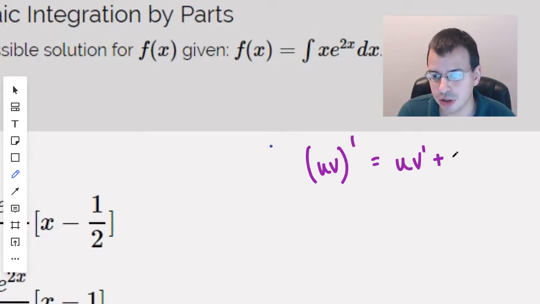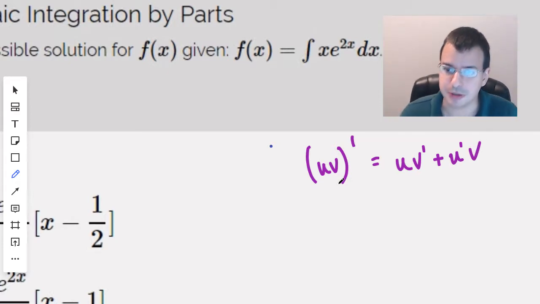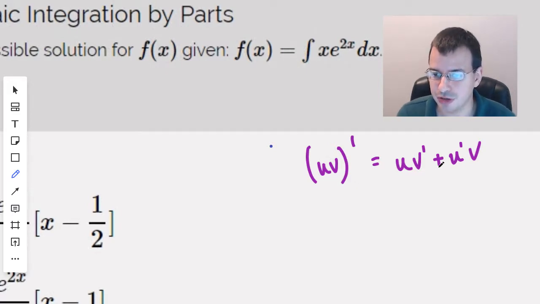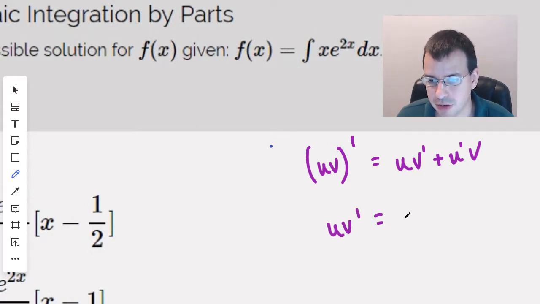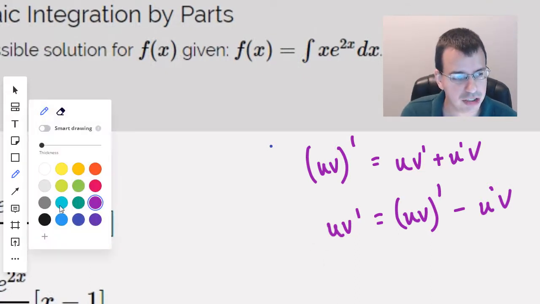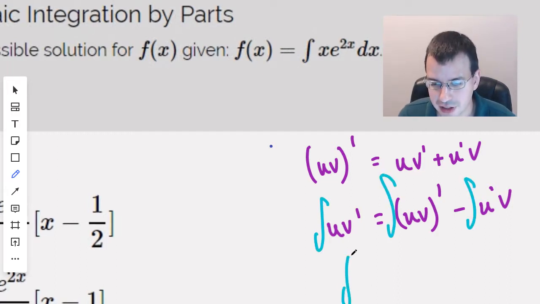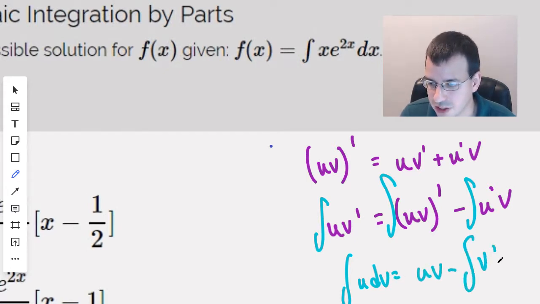So I write out the product rule. This is basically a derivation of the integration by parts. So if (uv)' equals uv' plus u'v, rearranging this slightly, we have uv' equals (uv)' minus u'v. And so then we'll take the integral of everything. So we have integral u dv equals uv minus integral v du.